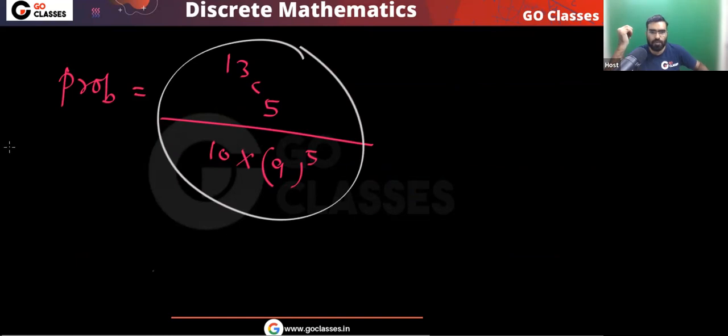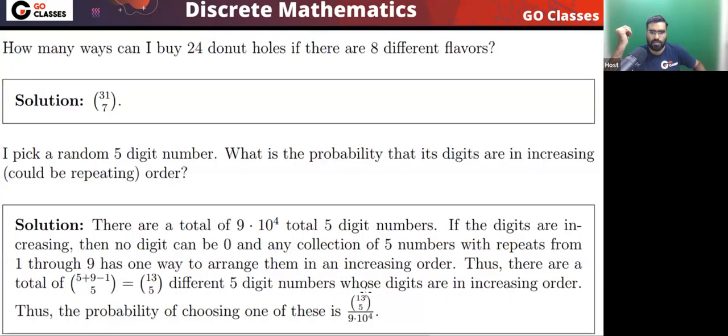Sorry, that is 9 into 10 to the power 4. That is 9 into 10 to the power 4, 13C5. Okay, this is your answer. You can see 13C5 divided by 9 into 10 to the power 4. So simple question, we have done it.